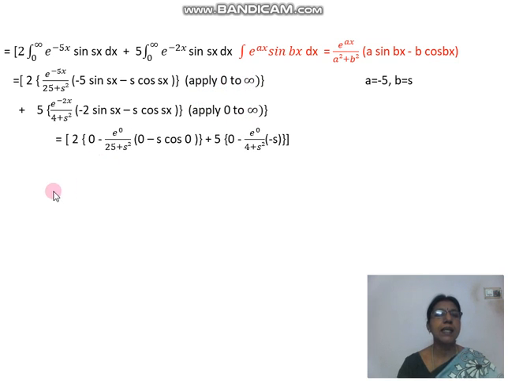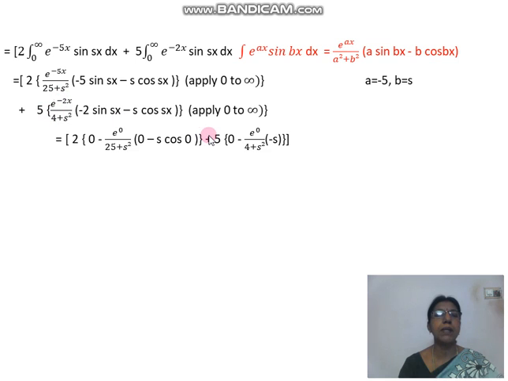Now we get the next term. The first one: 2 into e power infinity. In place of x put infinity. Put infinity here, minus 5 into infinity means minus infinity, e power minus infinity is 0. 0 by anything is 0, into anything is 0. So the first term is 0 minus the lower limit: 0, e power 0 into something, e power 0. 5 into 0 means 0, so e power 0 by 25 plus s square. Next, the 0 application: minus 5 into sin 0 is 0. The first term is 0 minus s cos 0. This is about the first term.